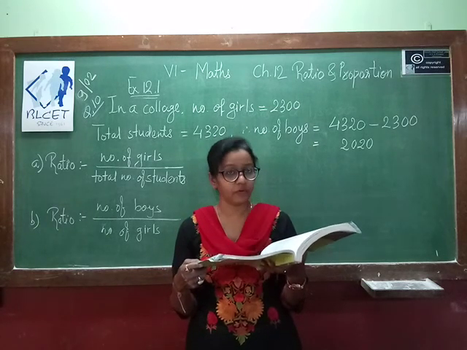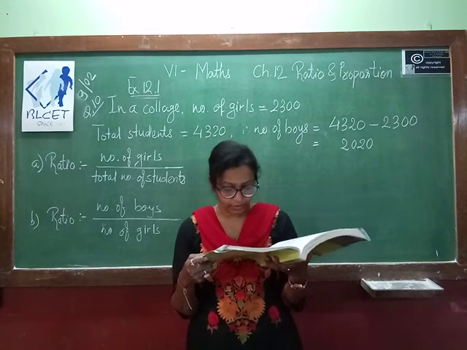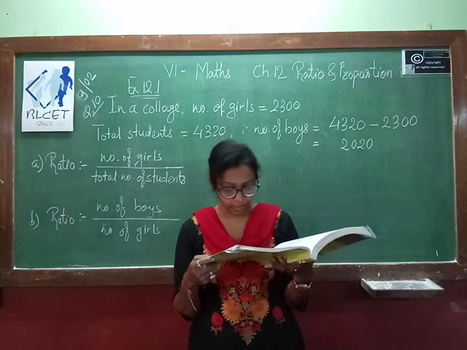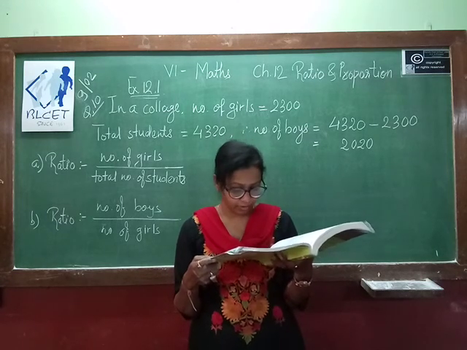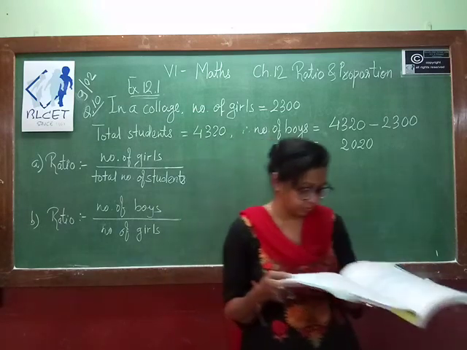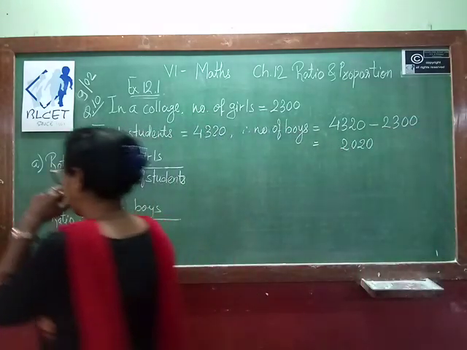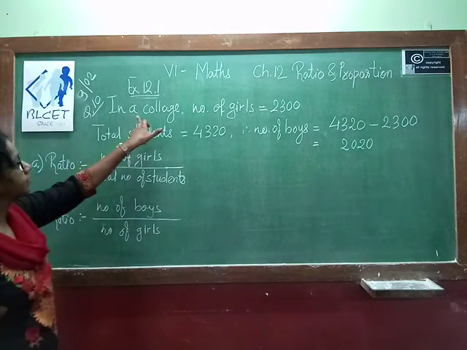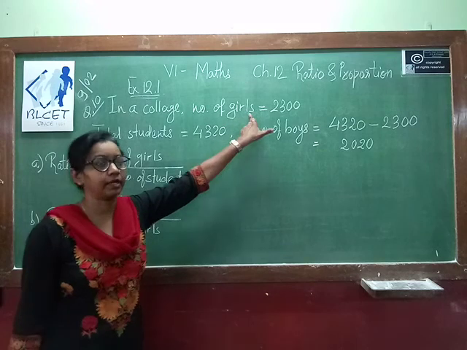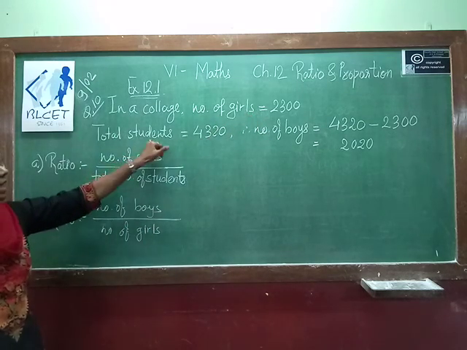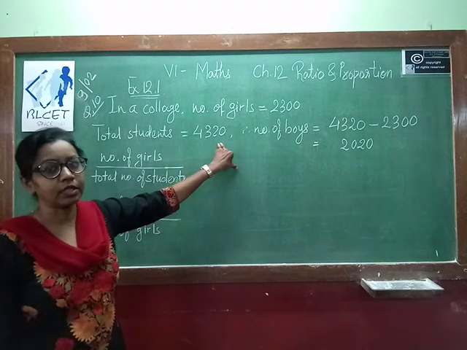Now see the 10th question. In a college, out of 4,320 students, 2,300 are girls. So we have to now find the ratio of A, number of girls to the total number of students, and B, number of boys to the number of girls. First of all, write down the given data. In a college, total number of girls are 2,300 and total students are 4,320. Here we don't know the total number of boys.